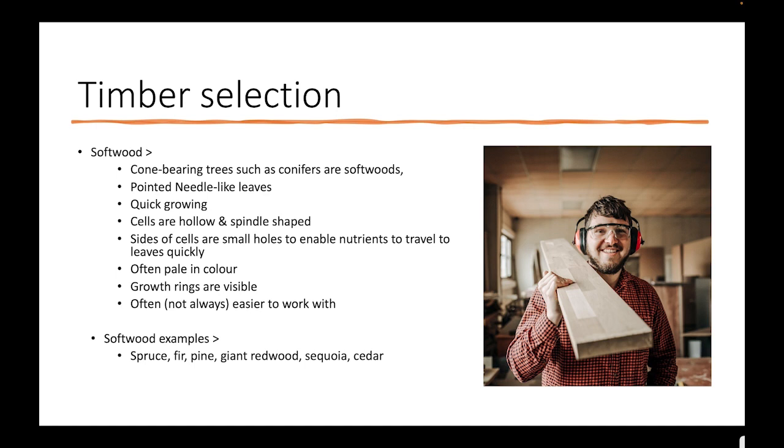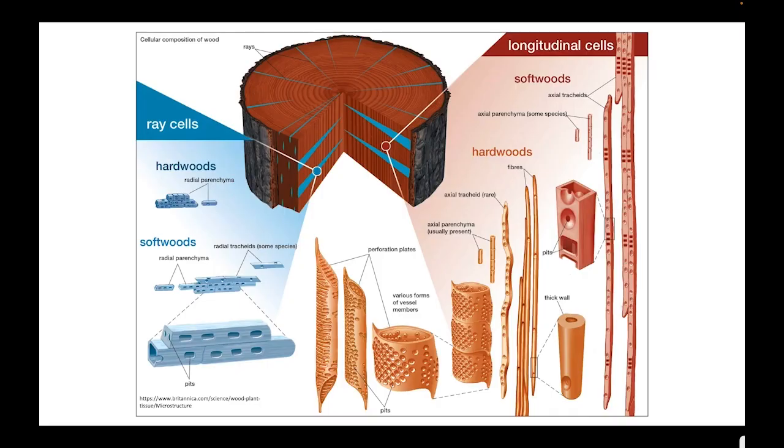It's quick growing. The cells are hollow and spindle-shaped, and the sides of the cells have small holes to enable nutrients to travel very quickly to the very tall trunks. Often, softwood has a pale colour and the growth rings are visible on a section of trunk. Often, not always, softwood is easier to work with than hardwood species. And you'll find that some of the softwood examples are spruce, fir, pine, giant redwood, sequoia, and cedar.